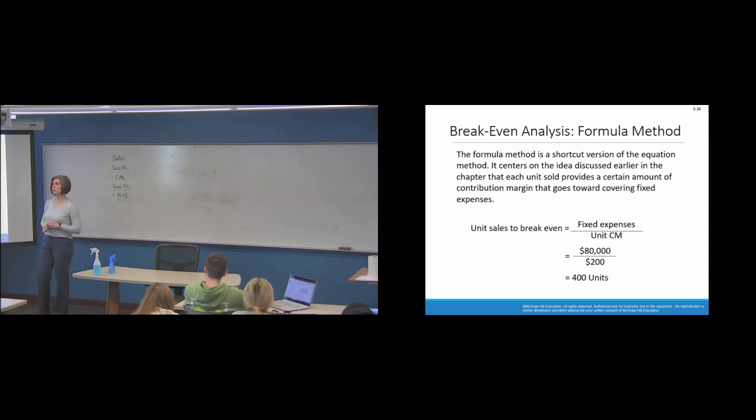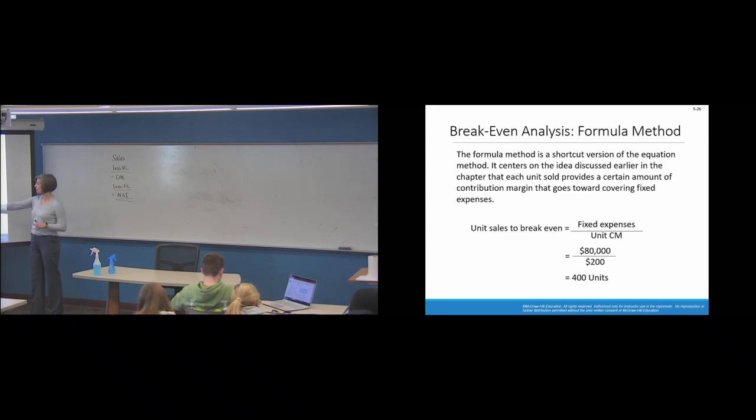So I mentioned that the word ratio means what? I told you guys this last week. Who remembers? What is it describing between numbers? A relationship. Yes, thank you. It describes a relationship between numbers. So what we're looking for is what is the relationship between unit contribution margin and fixed expenses, right?